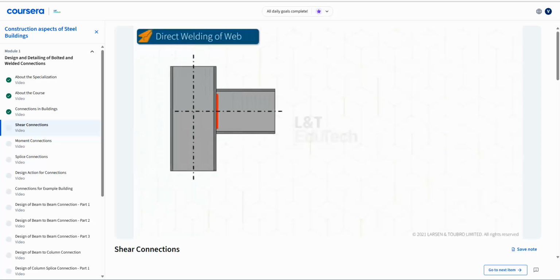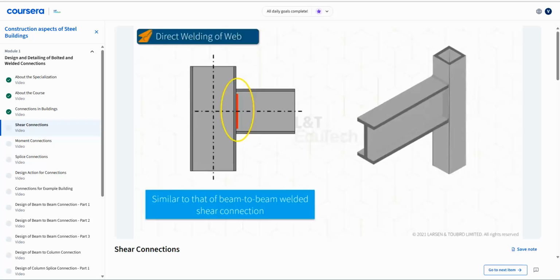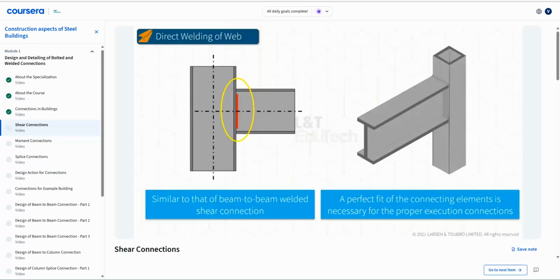These connections are similar to that of beam-to-beam welded shear connection, where only the web of the supported beam is welded to the supporting column web or flange. Like in the case of such connections in beam-to-beam, here also a perfect fit of the connecting elements is necessary for the proper execution of connections.